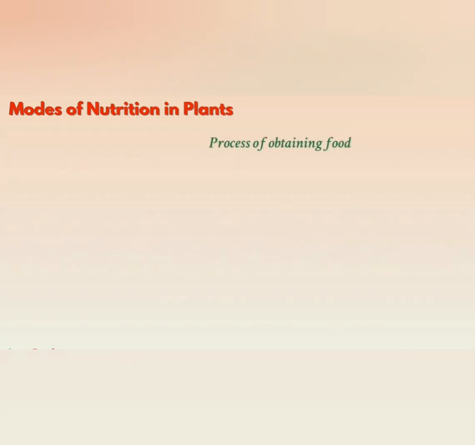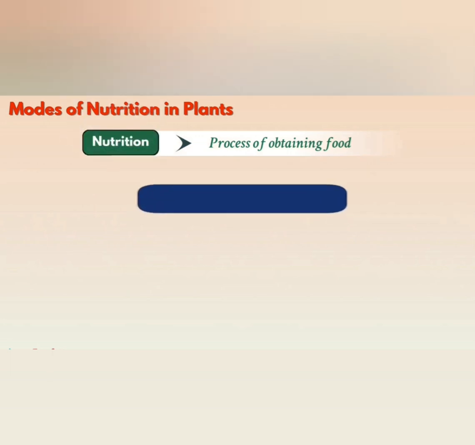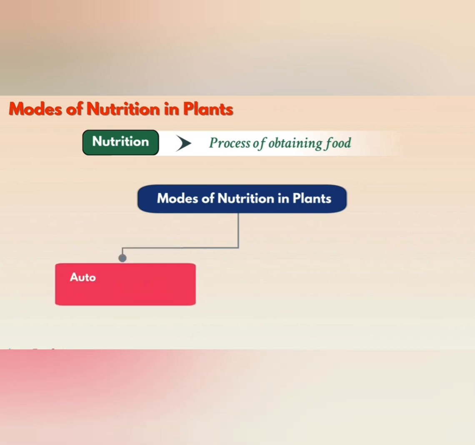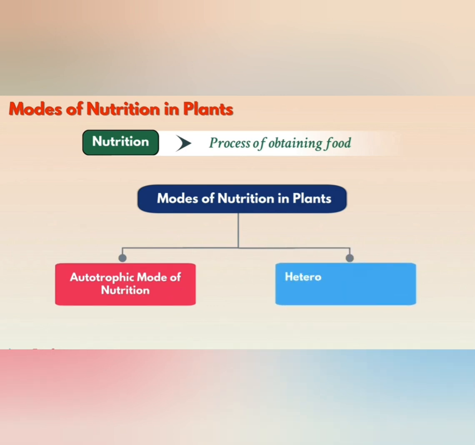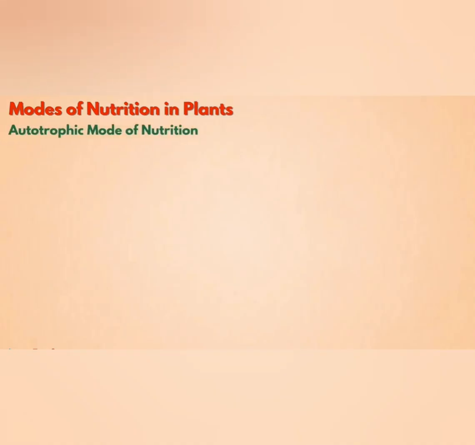Now children, modes of nutrition in plants. As I already told you, nutrition is nothing but the process of obtaining food, like how you are getting the food. So in plants, there are basically two types of modes of nutrition. The first one is the autotrophic mode of nutrition, and the second one is the heterotrophic mode of nutrition. Now firstly we will discuss the autotrophic mode of nutrition.